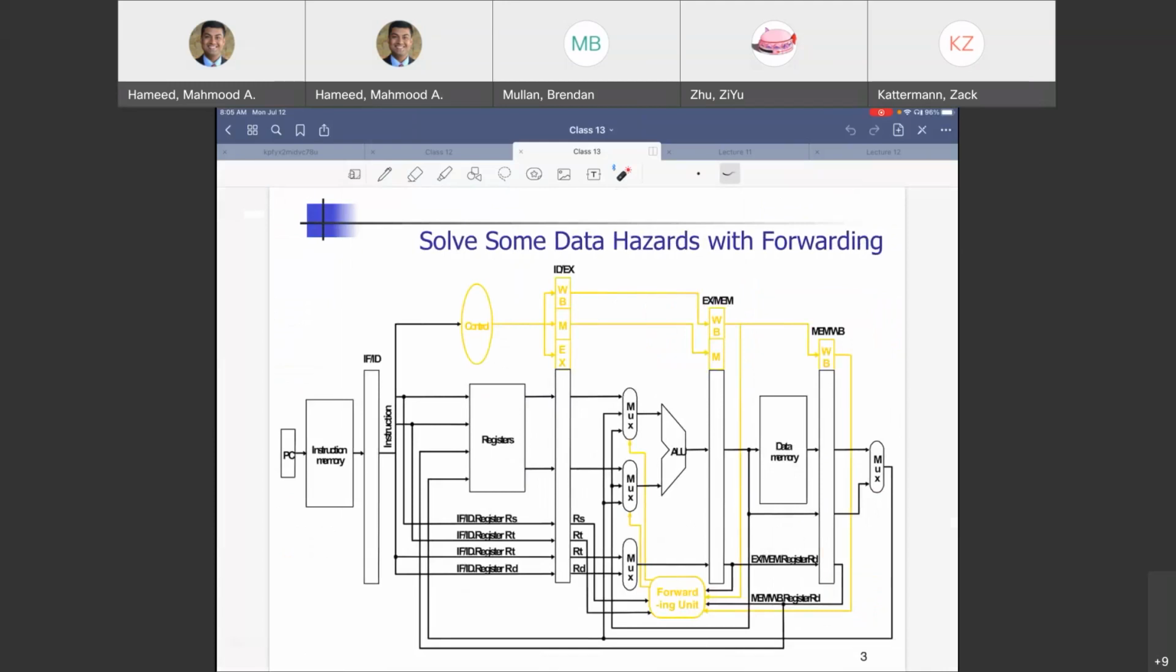Some of the problems, like the write use hazard, were solved with register forwarding. Write use hazard: write to a register and use that same register. Maybe we can make this a little bit bigger.